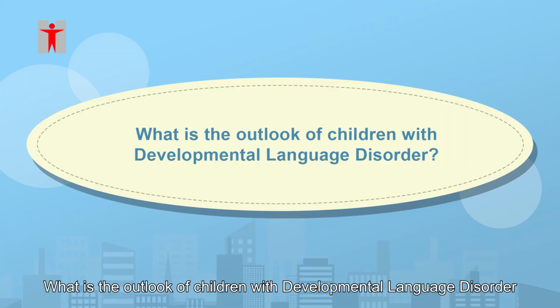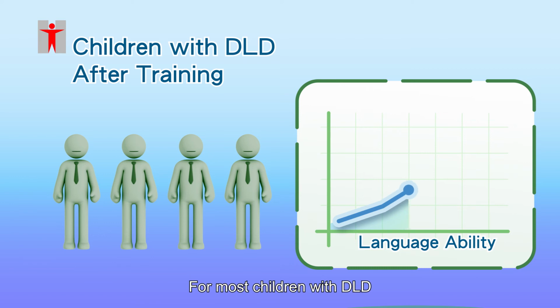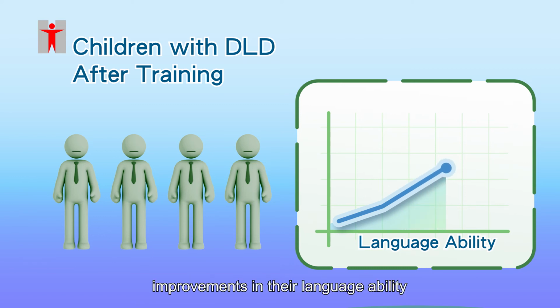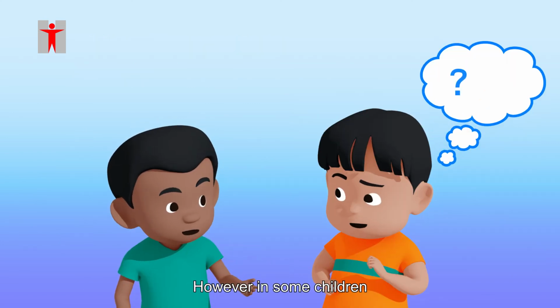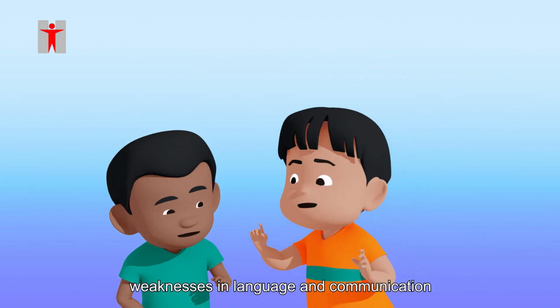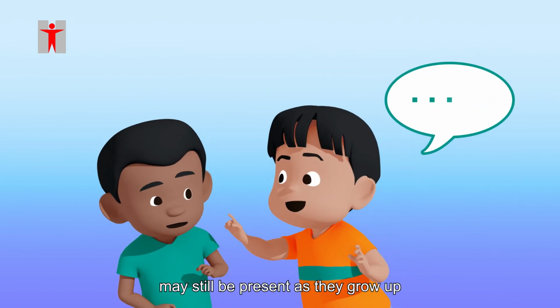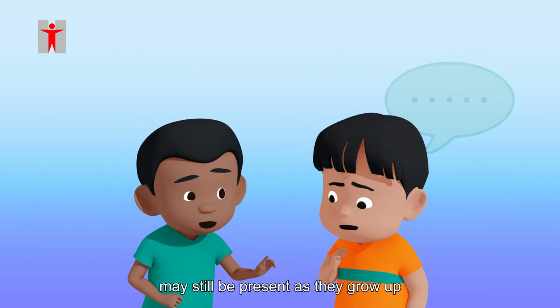What is the outlook of children with developmental language disorder? For most children with DLD, improvements in their language ability are seen over time after training. However, in some children, weaknesses in language and communication may still be present as they grow up.